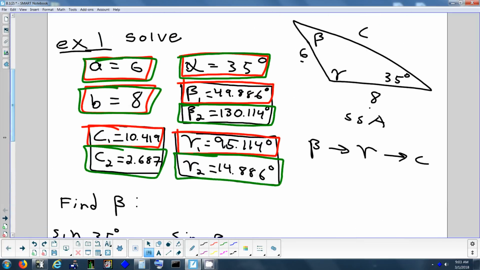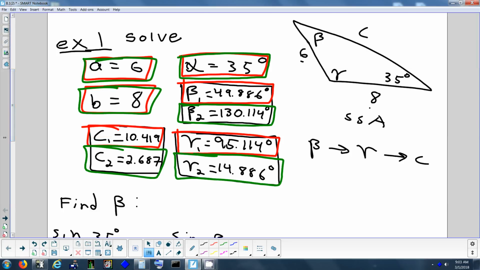Okay, so that's the longest kind of problem you can have with law of sines. It's called the two-solution case or the ambiguous case. Sometimes you see that in the textbook. Okay. Any questions on that?